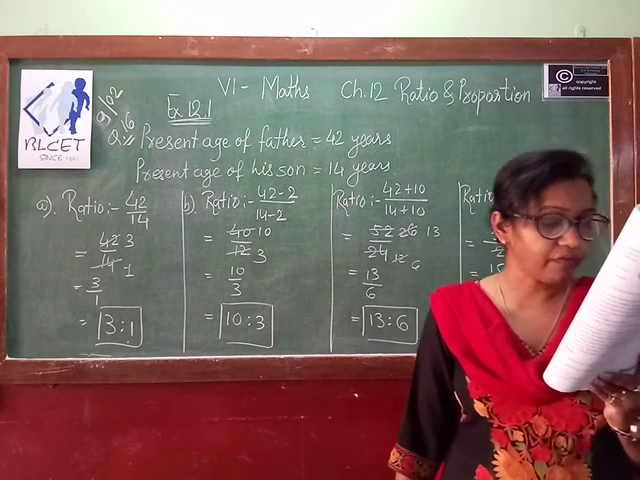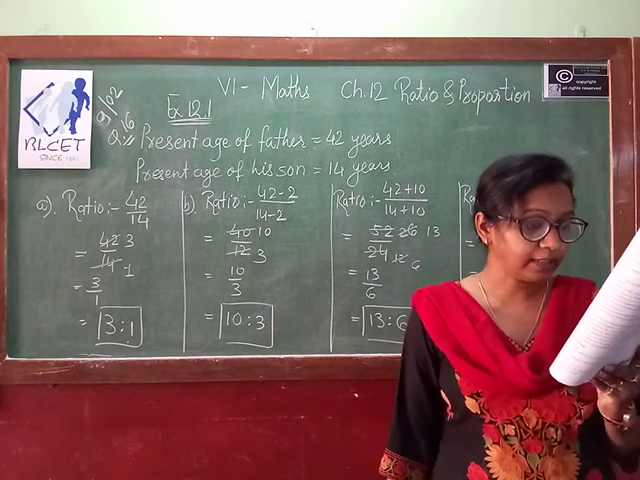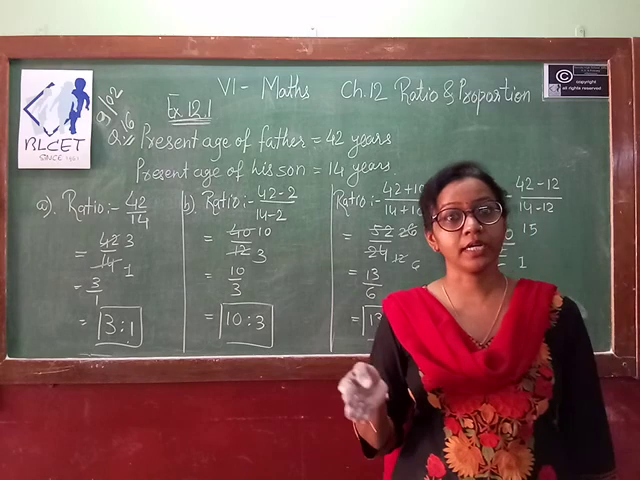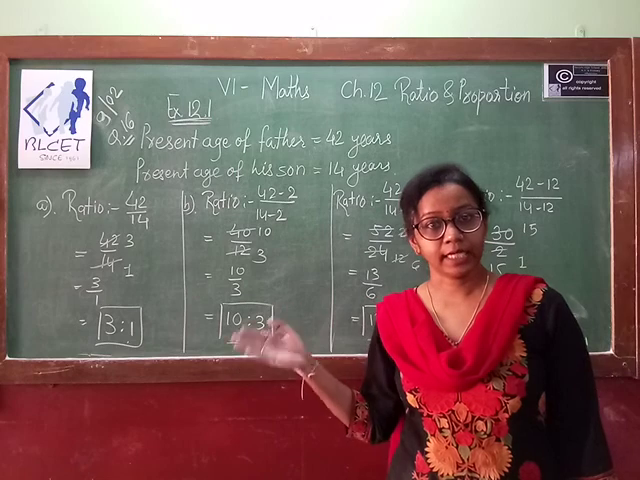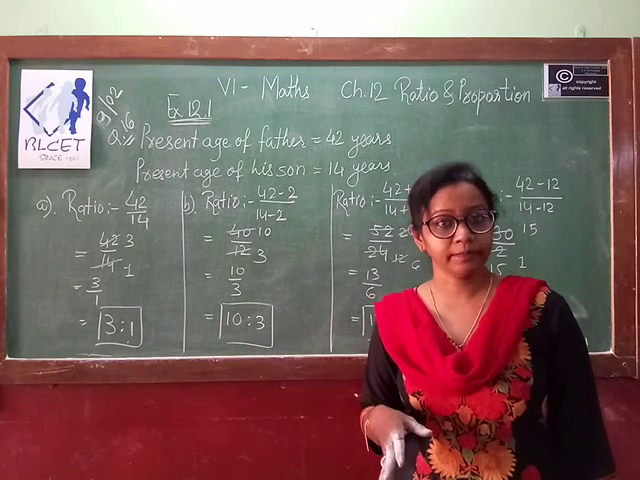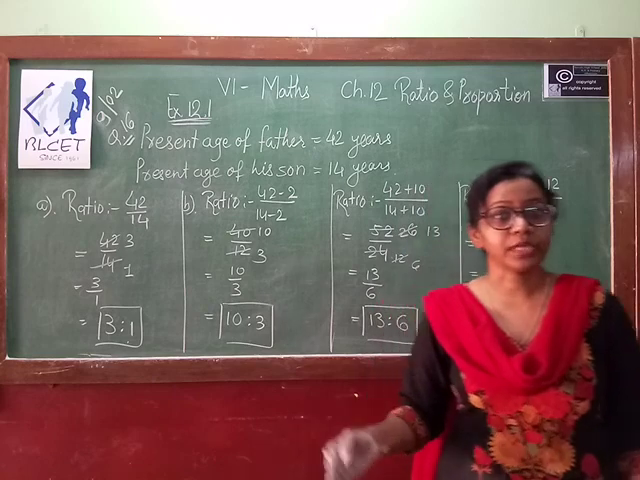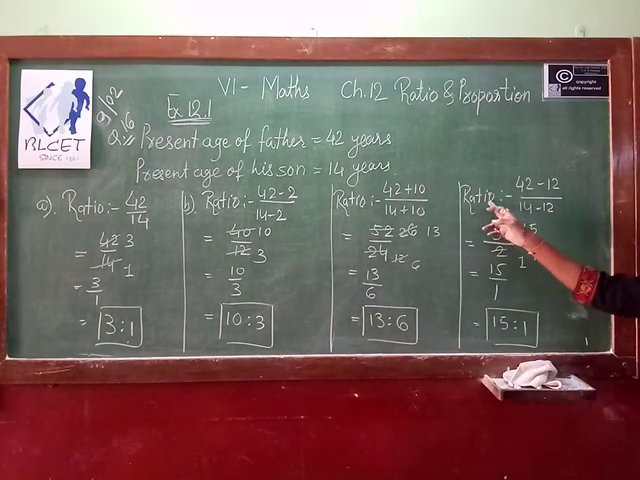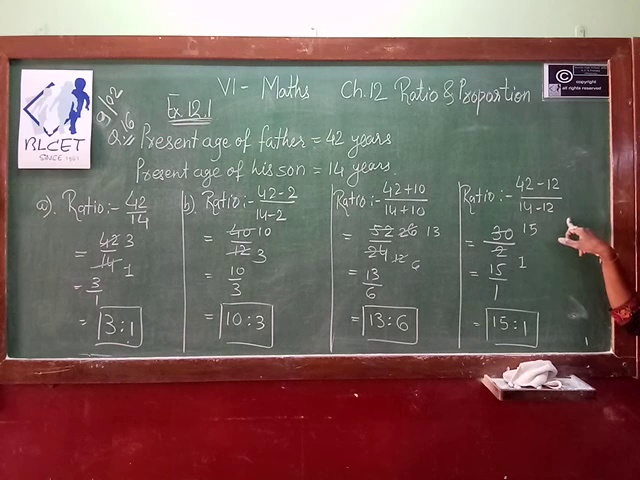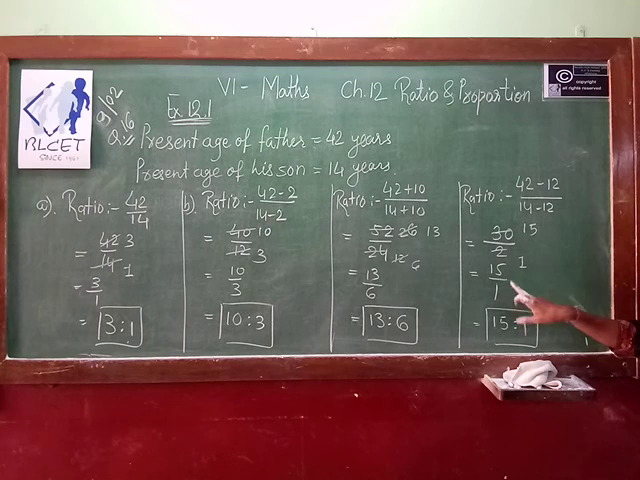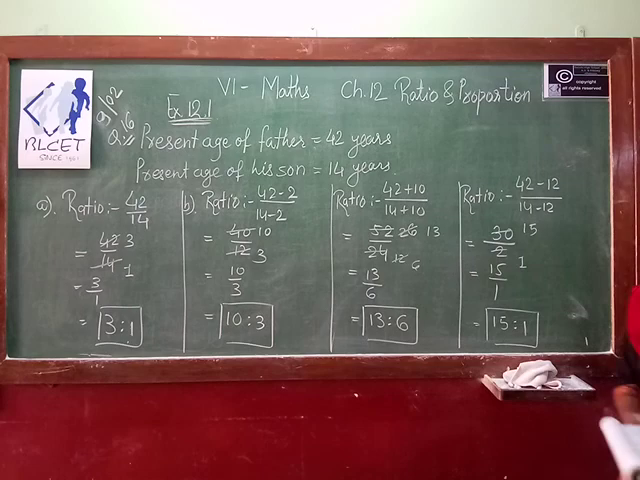And part D is the age of father to the age of son when father was 30 years old. 30 years old means now the age of father is 42. And when the father's age is 30, at that time what is the age of his son? So in total 12 we have to subtract. Okay, so the ratio is equal to what? Father's age is 42 minus 12 and son's age is 14 minus 12. In both we have to subtract 12. So what we are getting? 30 by 2. We know that 2 15s are 30. So that is 15 by 1. So what is the ratio? 15:1. So this is all about your question number 16.